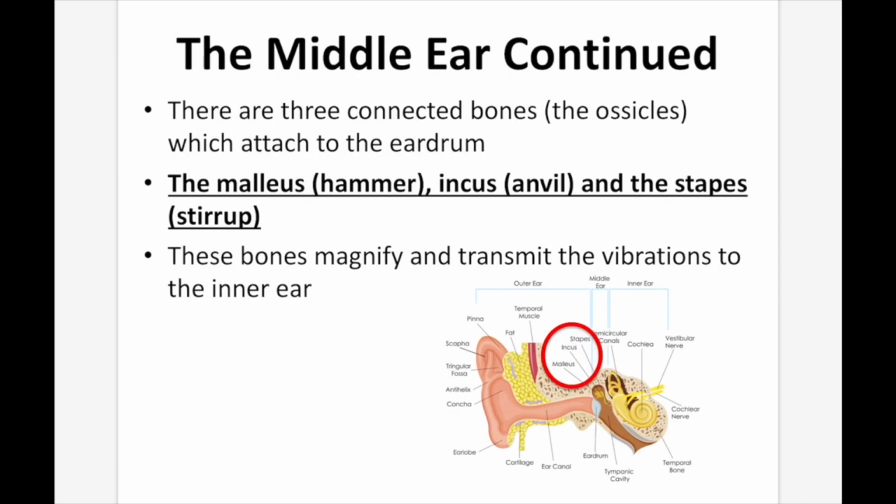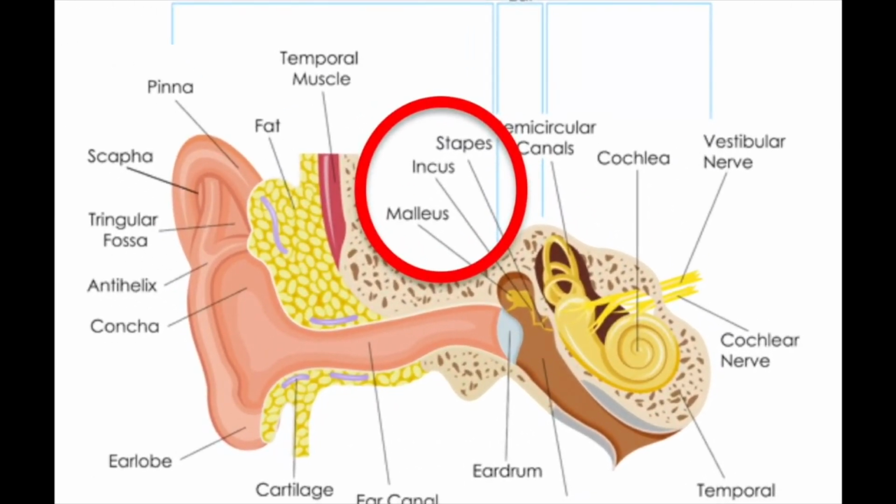So there are 3 main connected bones, the ossicles, which attach to the eardrum. The malleus, otherwise known as the hammer, the incus, or the anvil, and the stapes, otherwise known as the stirrup. These bones magnify and transmit the vibrations to the inner ear. So if you zoom in, you can see these 3 bones. You're going to have the malleus on the outside here. That's going to be the one connected to the eardrum. So when the eardrum moves back and forth, it's going to move the malleus back and forth.